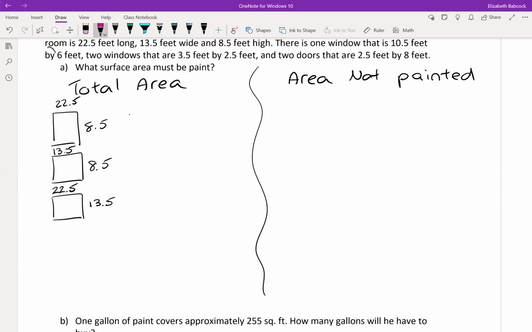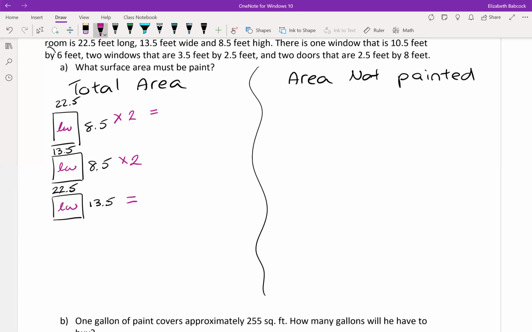Because what that allows us to do is realize, okay, so 22 feet long, 8.5 feet high. Okay, so that's a wall, so we have two of those. 13.5 feet wide, 8.5 feet high. Okay, that's a wall, so we have two of those. And then the last one would be your ceiling, so we only have one of those. Okay. So remember to calculate area, it's length times width.